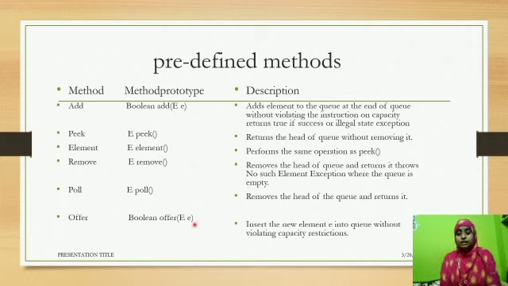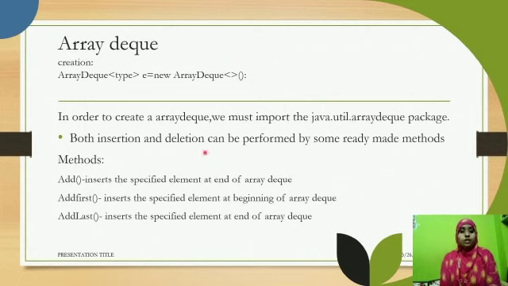Boolean offer(E) inserts the new element E in the queue without violating capacity restrictions. ArrayDeque creation. ArrayDeque<type>. Here type may be a string or integer. Here E represents object and a new ArrayDeque. In order to create ArrayDeque, we must import the java.util.ArrayDeque package. Both insertion and deletion can be performed by some ready-made functions.